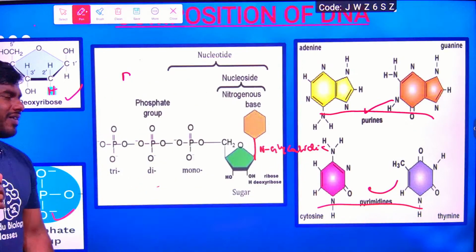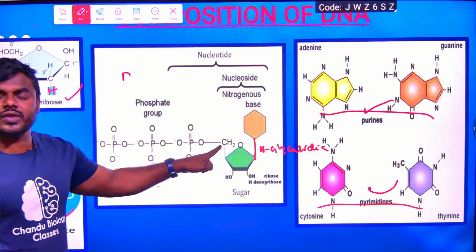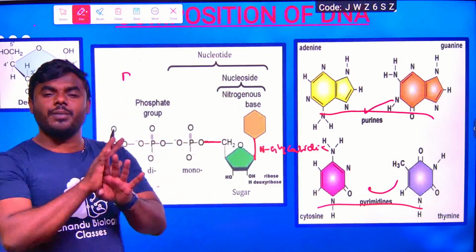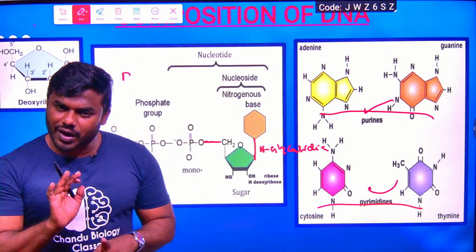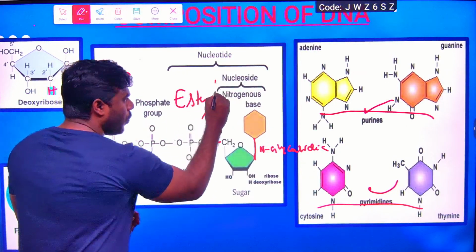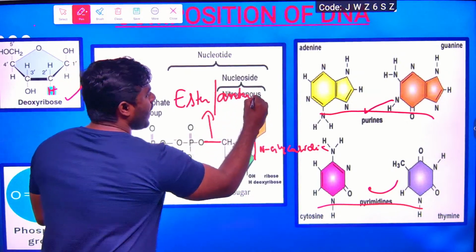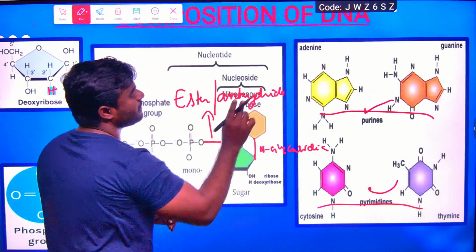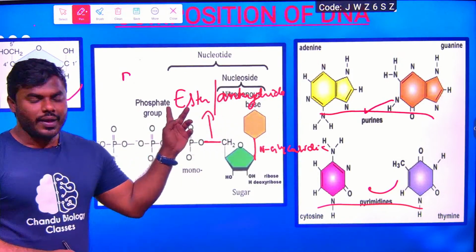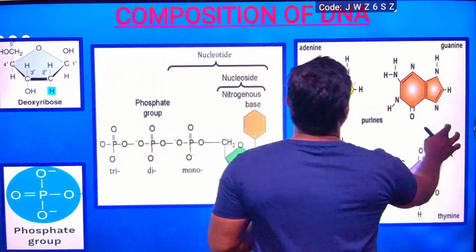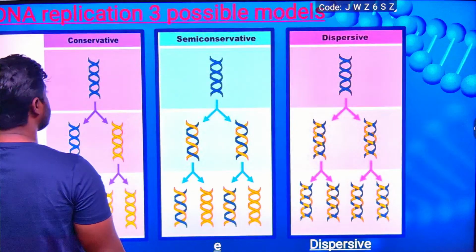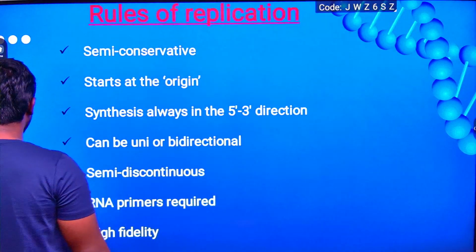Correct na? Never ever get confused. Always the fifth carbon of the sugar is connected to what group? Phosphate group. This cannot be the phosphodiester bond. Always remember that statement. This is called as ester, widely called as phosphoanhydride bond. Okay? Ester or phosphoanhydride bond. Then what exactly is the phosphodiester bond? Phosphodiester bond is the bond which is formed between two nucleotides.